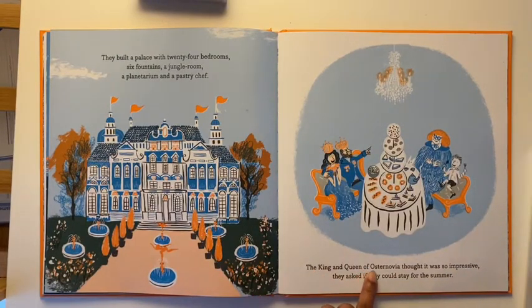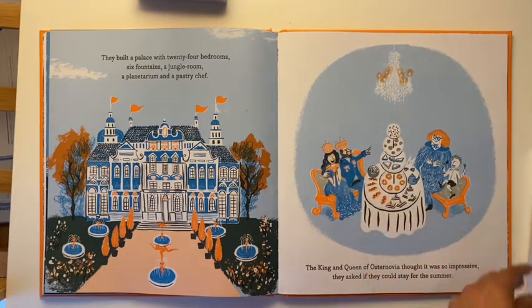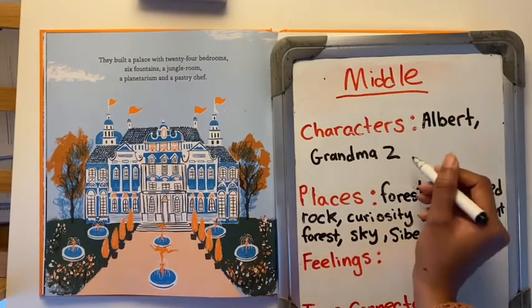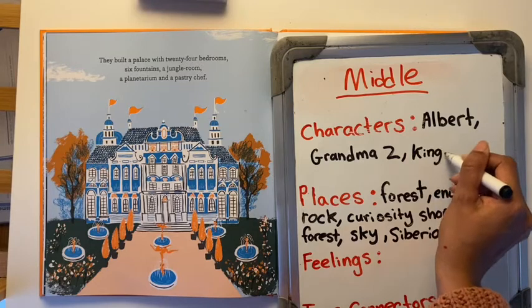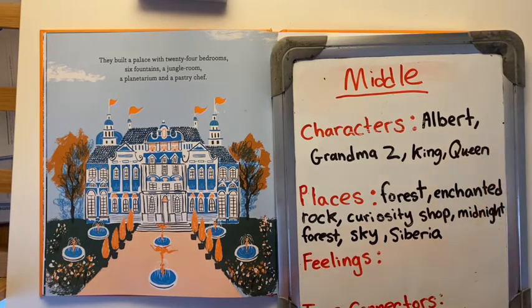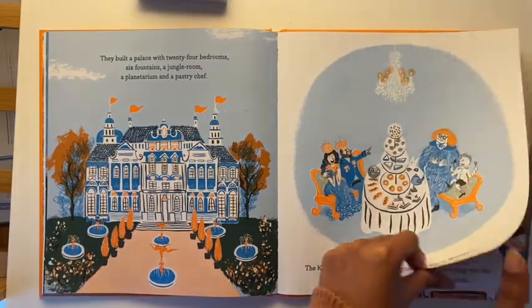The king and queen of Ostanovia thought it was so impressive, they asked if they could stay for the summer. So I see 2 new characters, the king and queen. So I'm going to add that into the characters list. The king and the queen. There we go. Let's see where they go to next.